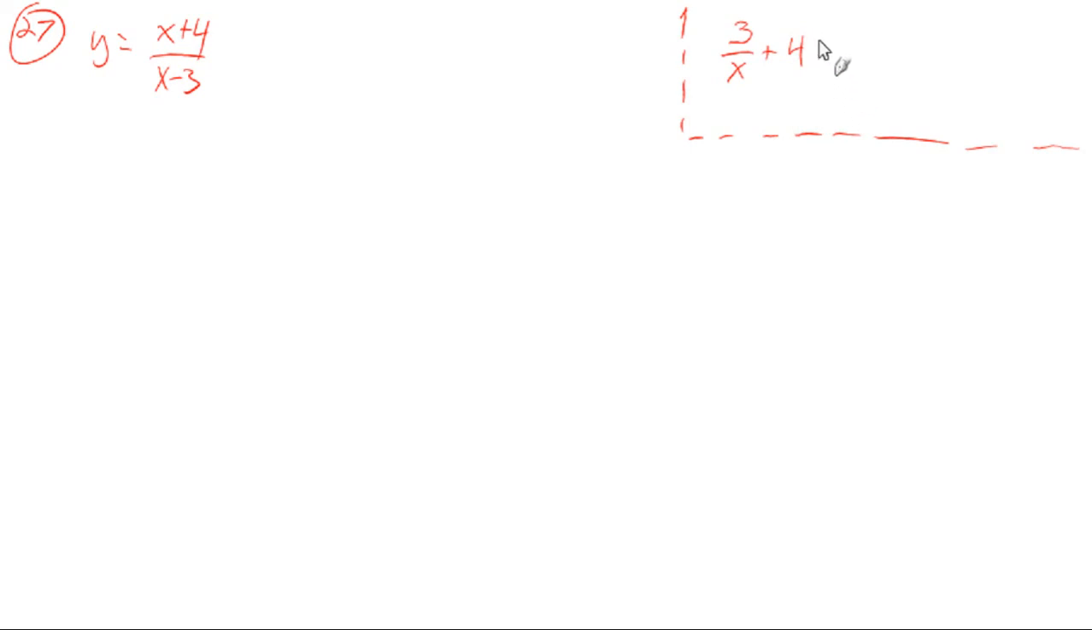So, but what if we wanted to write this as a single fraction? What would we need here in order to add the 4 to the 3 over x? What we would need is a common denominator, as with any time you want to add fractions. We would need a denominator of x. We need them to be the same, but we can't just put that.